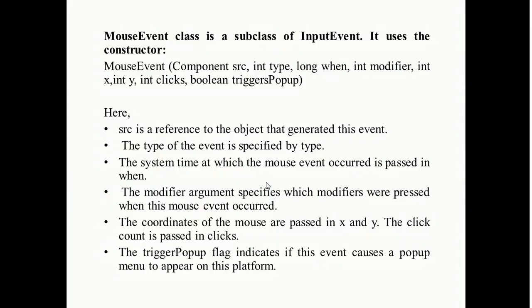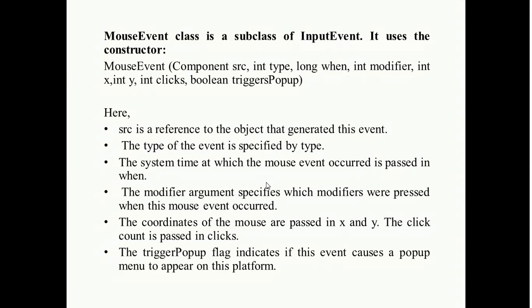Next, see the constructor of the MouseEvent class. The MouseEvent class is a subclass of the InputEvent class and it uses a constructor having 8 parameters. First is Component source, second parameter is int type, third parameter is long when, fourth parameter is int modifiers, fifth parameter is int x, sixth parameter is int y, seventh parameter is int clicks, and eighth parameter is boolean triggersPopup.